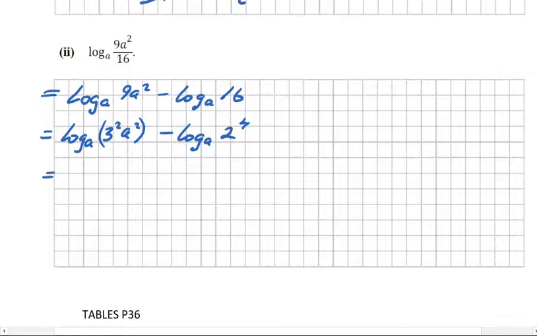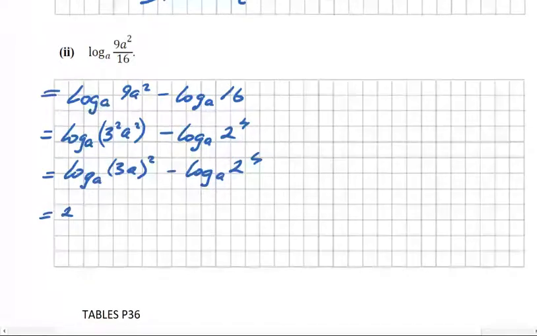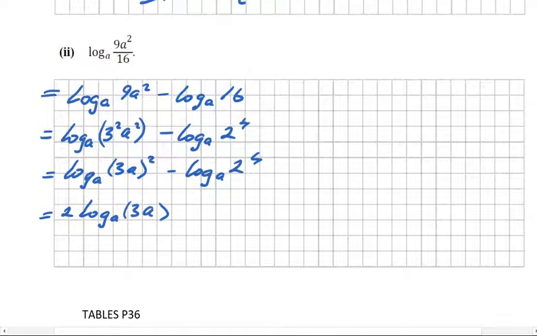And now we can tidy up further. The log to the base A of 3a in a bracket to the power of 2, minus the log to the base A of 2 to the power of 4. And now we can use that rule again that we used previously, where the power comes down in front. So that 2 comes down in front of the log: 2 log to the base A of 3a. And the same here, the 4 comes down in front, so it's 4 log to the base A of 2.